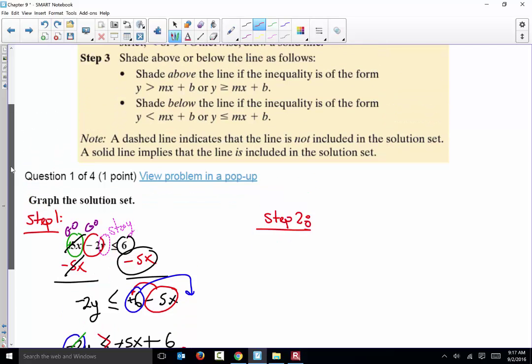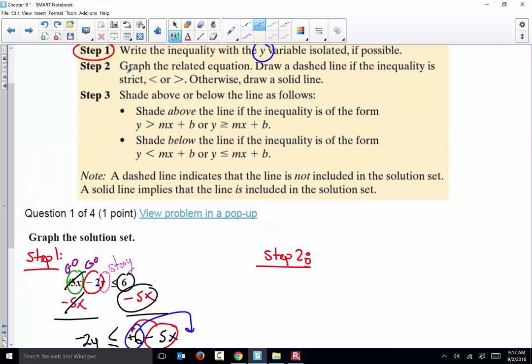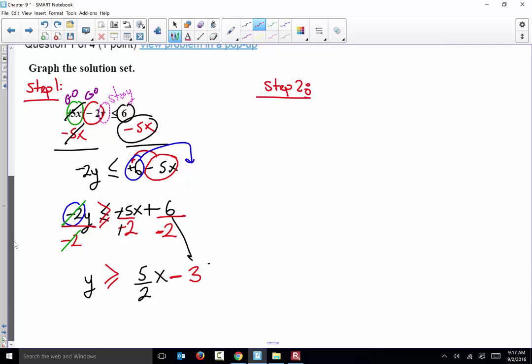Okay, what is step 2? We are going to graph the related equation. What the heck does this mean? Graph the related equation. It says equation, it is not inequality. Look, you see the word equation, not inequality. Related equation means you turn this inequality into an equal sign and then graph it.